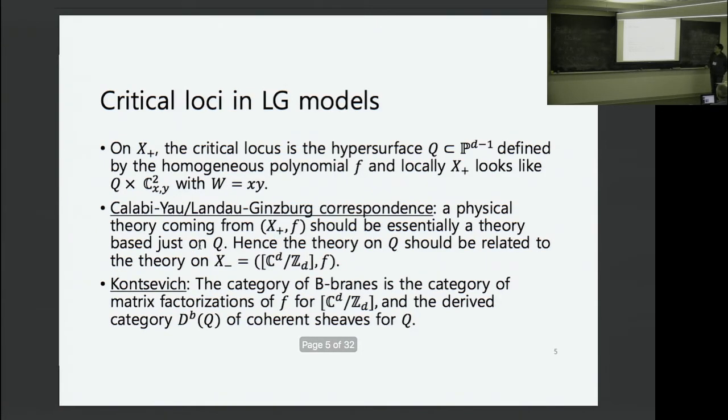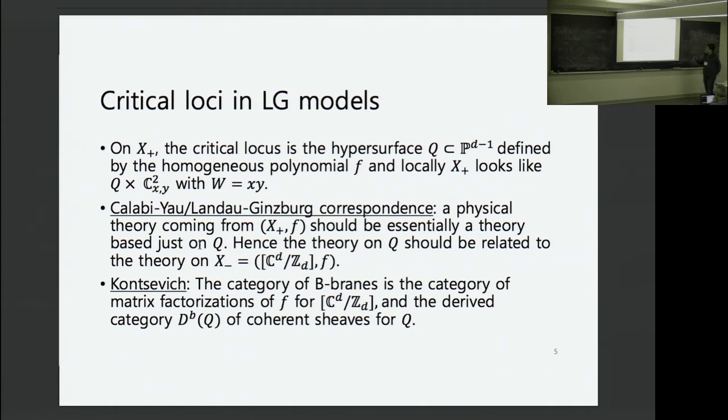Okay, so on the X plus side, this is the canonical line bundle of projective space P^{D-1}. And we have this function W, which we defined before, which is a product of P coordinate and the homogeneous polynomial F. By very elementary calculus, a local computation, you can see the critical locus is exactly the Calabi-Yau hypersurface in the projective space, defined by the homogeneous polynomial F of degree D.